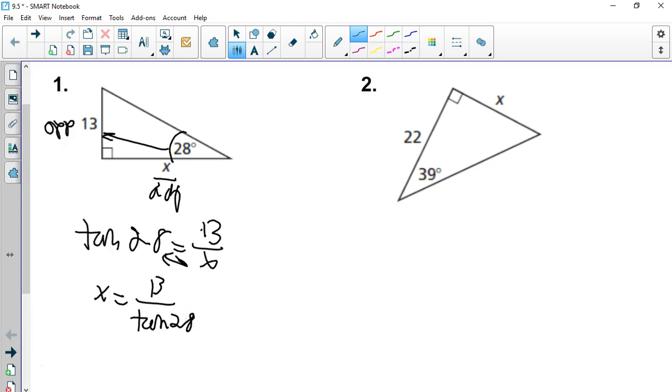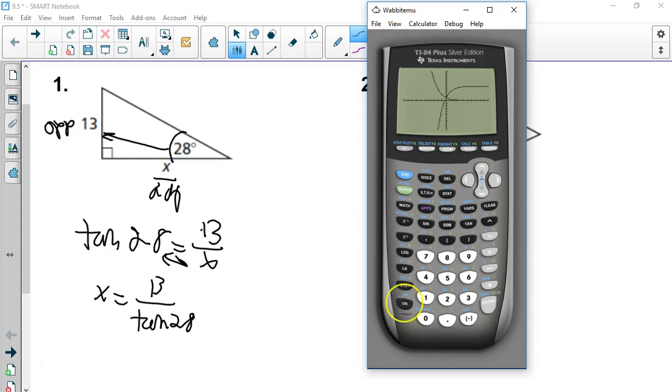And how do we do that on the calculator? We can just type it right in. Now, one thing to make sure you look at, you want to hit the mode button always, and make sure up here where it says radian or degree, it's on degree. Otherwise, your answer is going to be messed up. So mine's on degree, so I'm just going to type in 13 divided by tangent 28 equals. And there's my answer. I'm going to round it as it says in the instructions, to the nearest tenth. So 24.4.